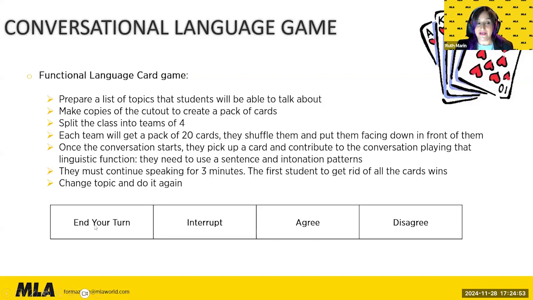So the cards are: end your turn, interrupt, agree, or disagree politely. So these are the cards, and then you basically have to use one of the sentences.